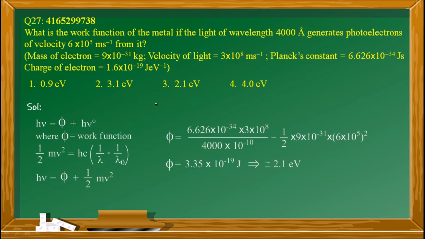So if you know the work function, h nu equals work function plus kinetic energy, just substitute these values. What are you going to get? 2.1 electron volts. Just calculate these values and you are going to get 2.1 electron volts. So option number 3 is the correct option, friends.